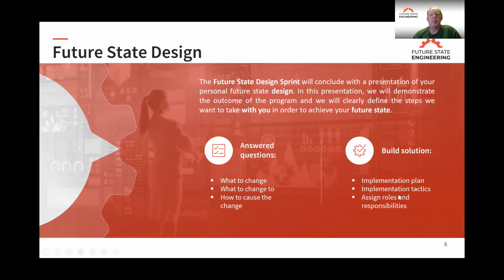Future State Design Sprints concludes with the presentation of your specific design and the action items that are necessary to achieve that breakthrough performance. As part of the transition, of course, there's going to be training. So there's also training needs that are identified as part of that process. Depending on what tools and techniques are needed to achieve your future state, there's also a training plan that'll go along with that.